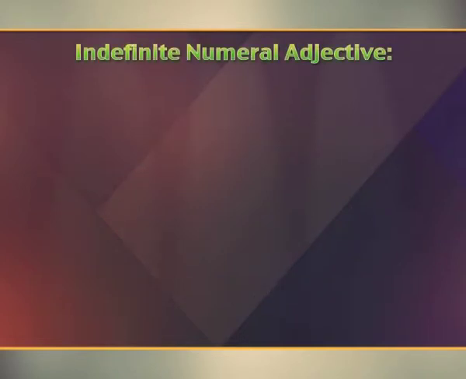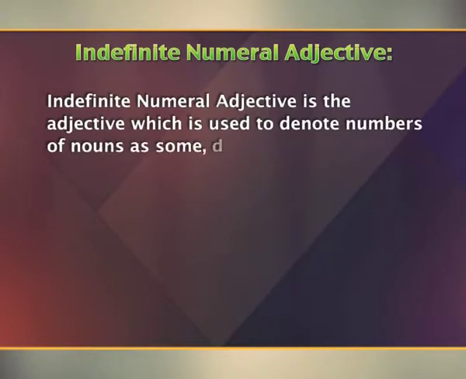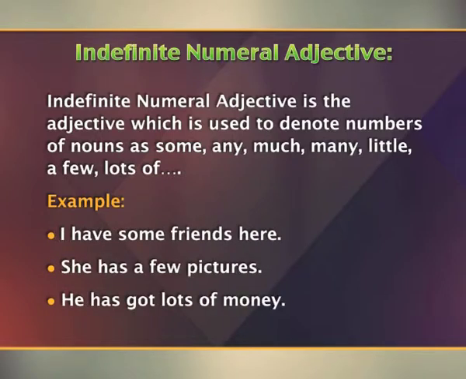Indefinite numeral adjective. An indefinite numeral adjective is the adjective which is used to denote numbers of nouns, such as some, any, much, many, little, a few, lots of. Examples: I have some friends here. She has a few pictures. He has got lots of money.